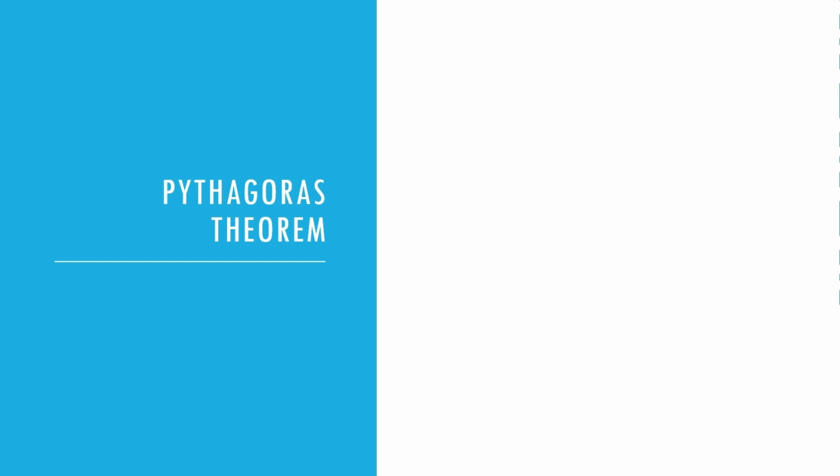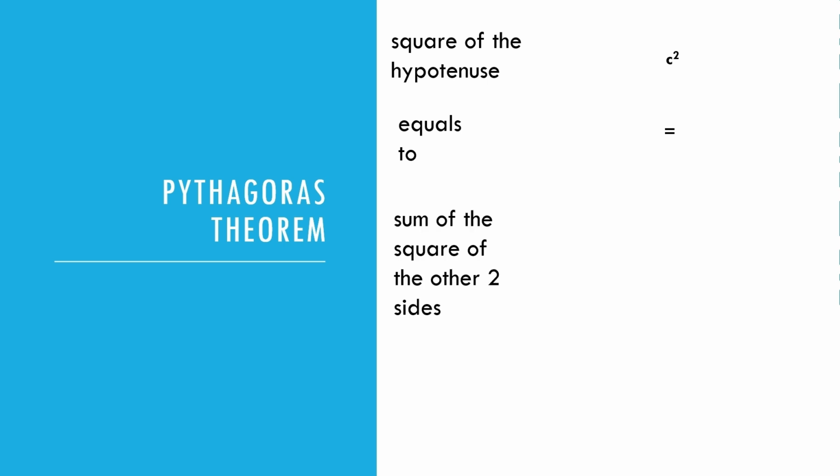Now, let's take another look at what the theorem says and derive our formula. The square of the hypotenuse, this means C square, is equal to the sum of the square of the other two sides. This means A square plus B square. Putting all this together, the formula looks like this. C square equals A square plus B square. This formula is available in your formula sheet. Therefore, there's no need to memorize it. Let's have a look at some examples.